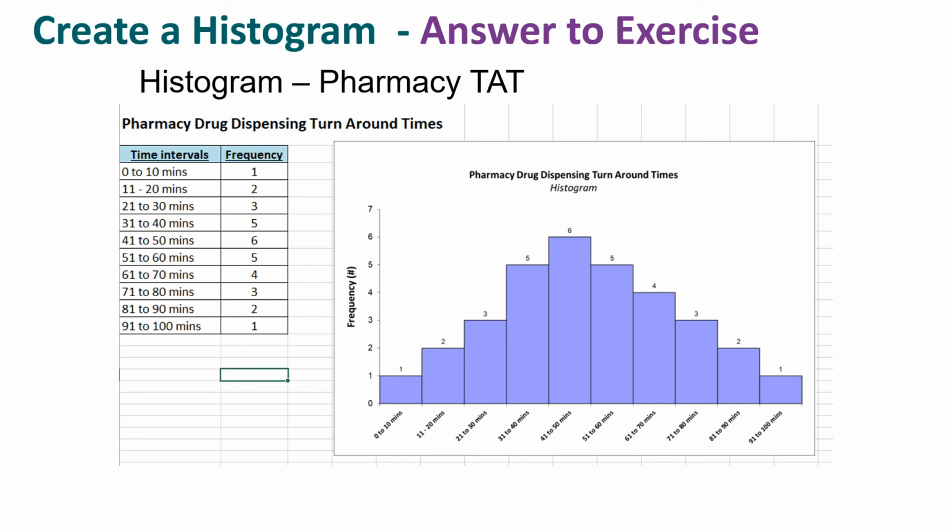On the y-axis, we want to see that it's been clearly labelled. We're looking here at frequency. We're not looking at percent. It's either frequency, number, or count. We also want to see that you've given your graph a very clear title. Here it says it's pharmacy drug dispense turnaround times. I've also stated what type of chart it is, which is a histogram. So this is a clearly well laid out graph.